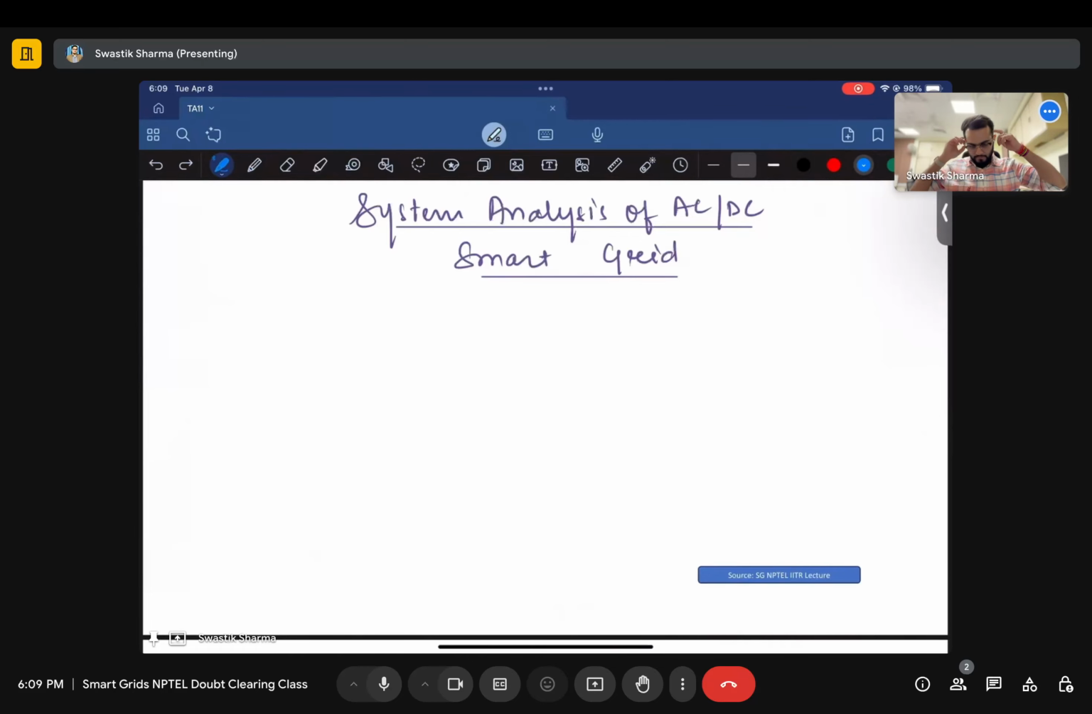Moving on, the next thing the instructor discussed was system analysis of an AC-DC microgrid or an AC-DC distribution system.